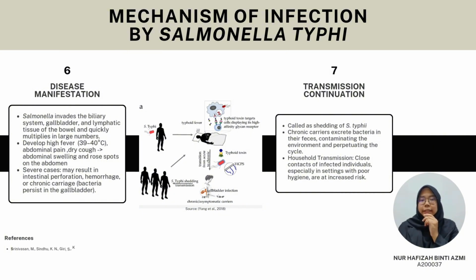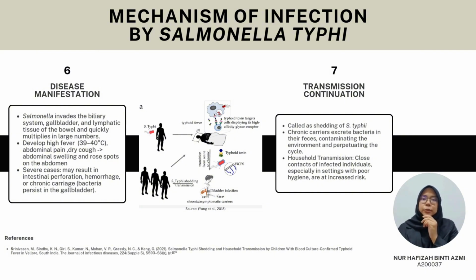So for the last part of the mechanism of infection by Salmonella typhii, I'll be touching on disease manifestation. After the bacteria grow and re-enter the bloodstream, this is where the symptoms will start to appear in the infected person. After the incubation period, around 7 to 14 days, symptoms will appear such as high fever, abdominal pain, diarrhea or constipation, dry cough, and rose spots or rashes.